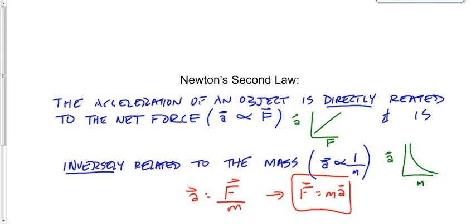I really should put a subscript here for force. Net force. Not just any force, but net force. If there's 3 forces acting on an object, it's not one of the forces that we're concerned with, it's the 3 combined that we're concerned with, the net force, the unbalanced force.